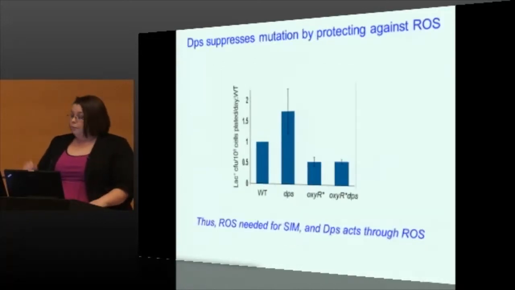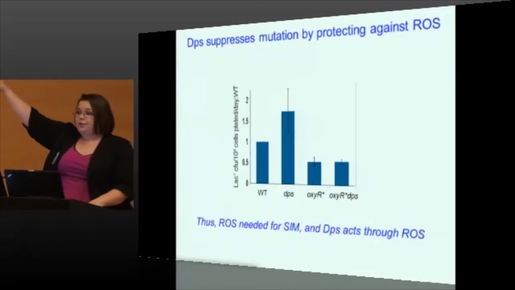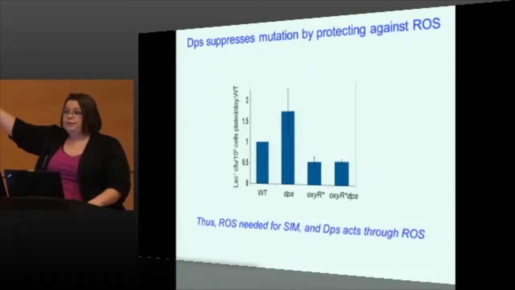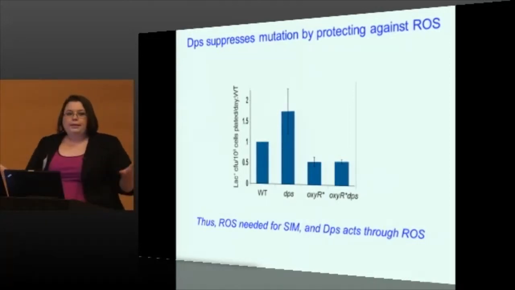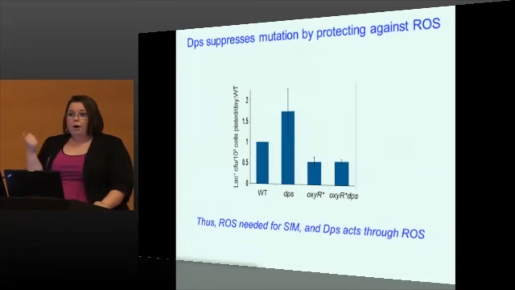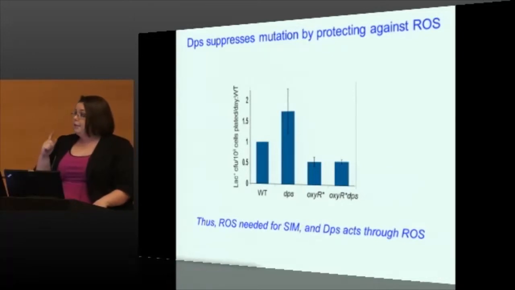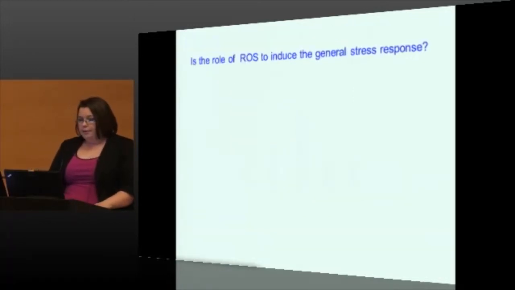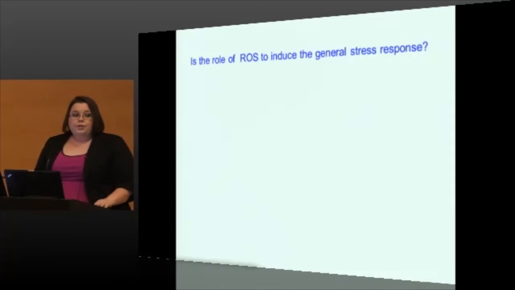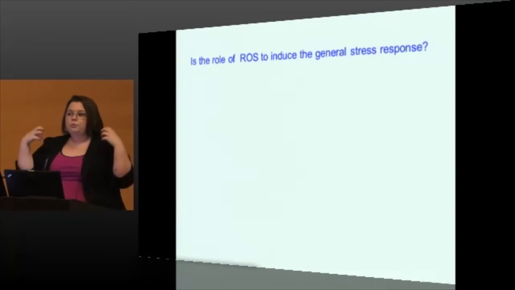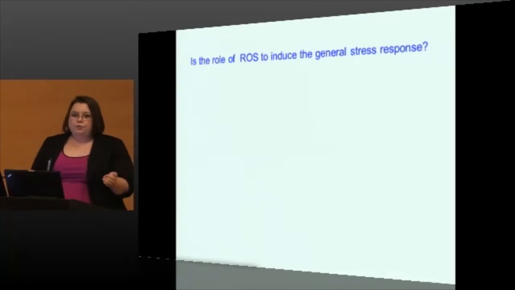And more than that, when we add the oxyR constitutive allele with the DPS deletion, again, we completely nullify that increase in mutation. So we know that ROS is required for stress-induced mutagenesis to occur, and that DPS is acting through ROS. So the first question is whether or not the role of ROS was to induce the general stress response. Maybe it was a signaling molecule that just told the cell, you're really stressed out, you're in really bad shape.